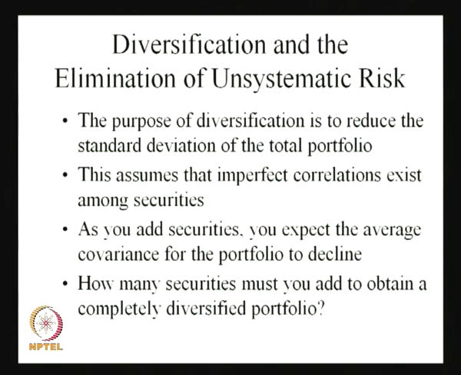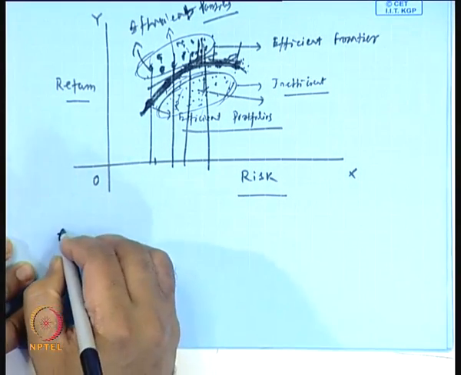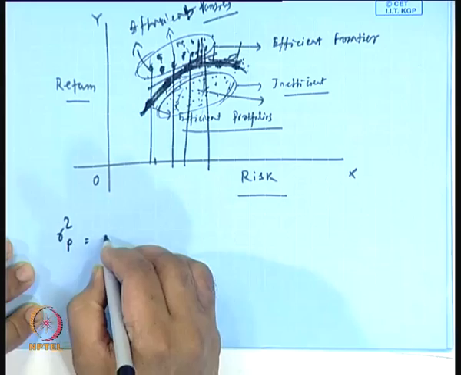The purpose of diversification therefore is to reduce the standard deviation of the total portfolio, and how does it happen? It happens because imperfect correlations exist among the securities, therefore, if one stock is increasing, another stock is declining. In that way the risk can be adjusted. So, as you add securities, you expect the average covariance of the portfolio to decline. It is very easy to see why, we have already seen this, because this is your variance that we have discussed.